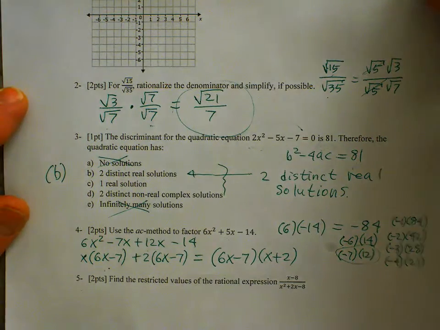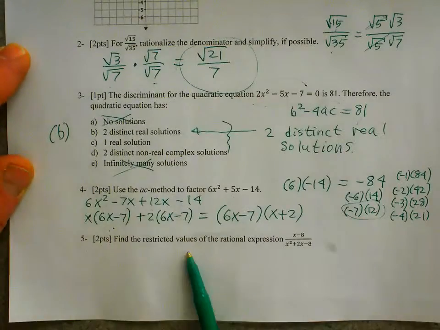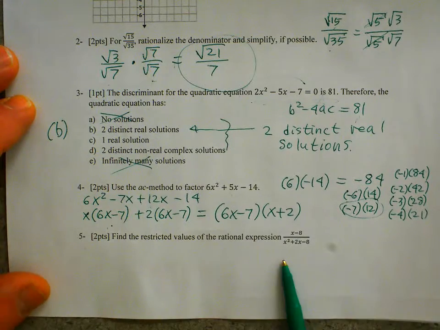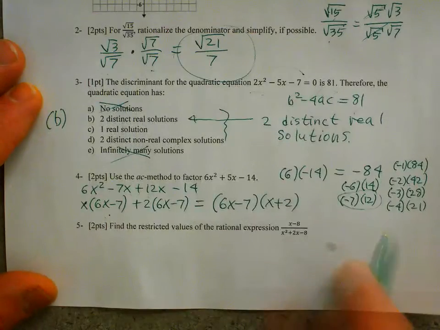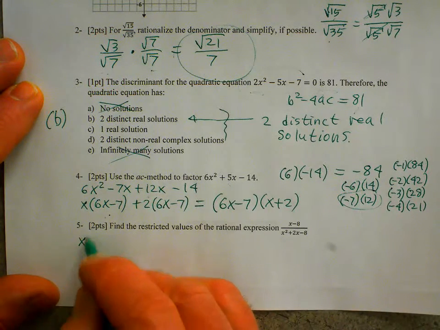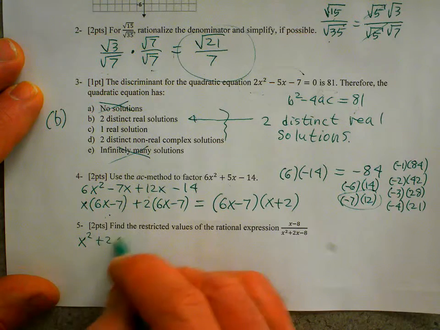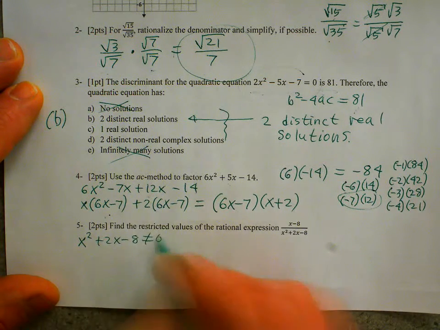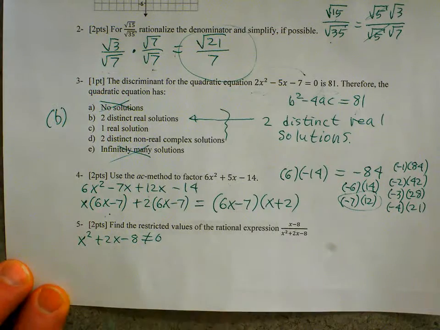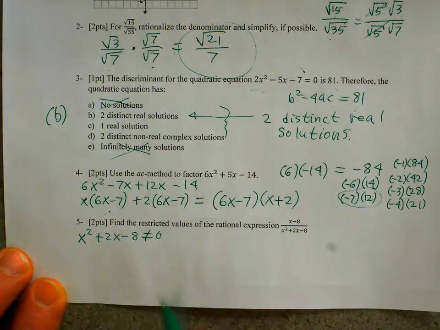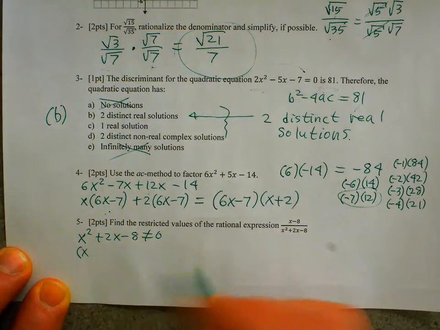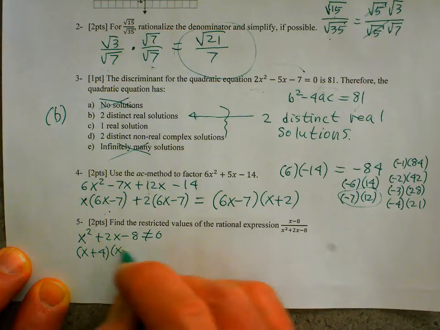On number 5, find the restricted values of the rational expression. Well, to find the restricted values, we only need to focus on the denominator. So in general, we say denominators cannot be 0, so we can write x squared plus 2x minus 8 can't be 0. And then we solve this inequality by factoring, the same way we would solve an equation by factoring. So the left-hand side factors pretty nicely, x plus 4 and x minus 2.